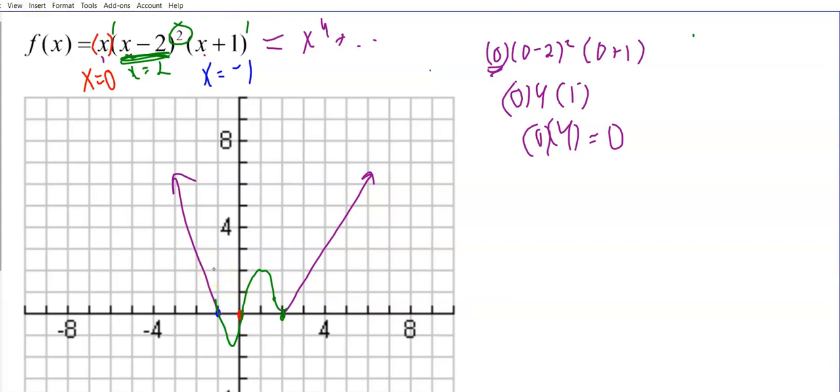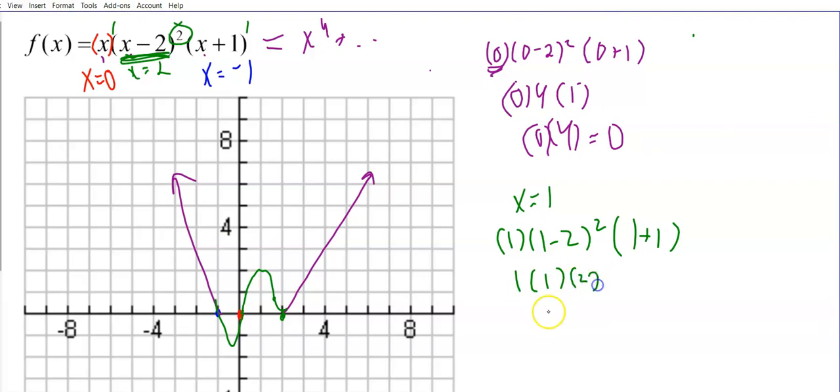You might want to check a couple other points. So the one that seems obvious to me, like there's not a whole lot of distance between 0 and -1, but between 0 and 2, so I might plug in x equals 1 if I were going to plug in a value. So I do that. Let's see if I can do this right this time. 1 times 1 minus 2 quantity squared times 1 plus 1. So we get 1 times -1 squared is 1 times 2, which is 2.